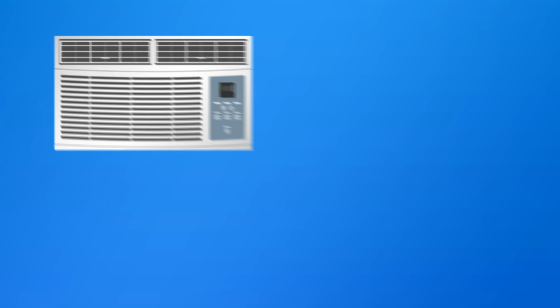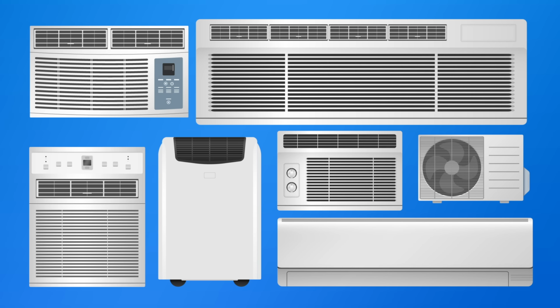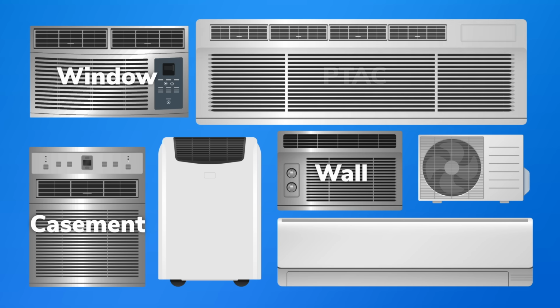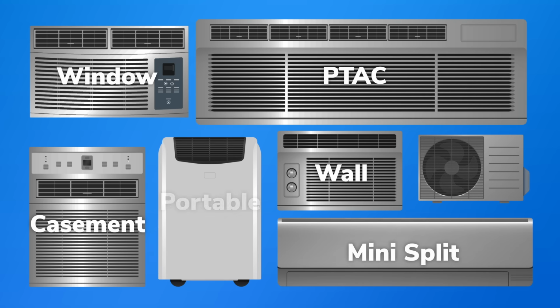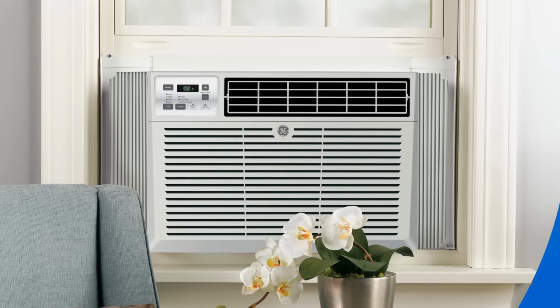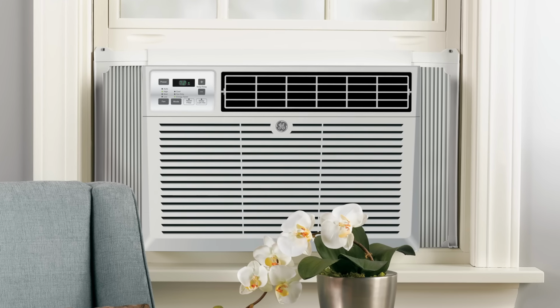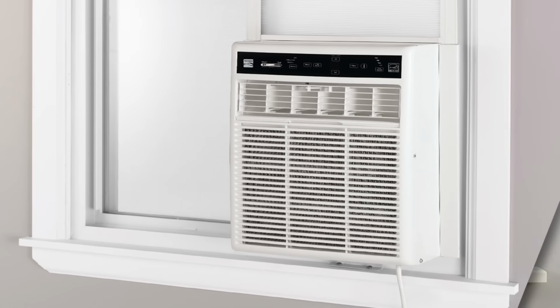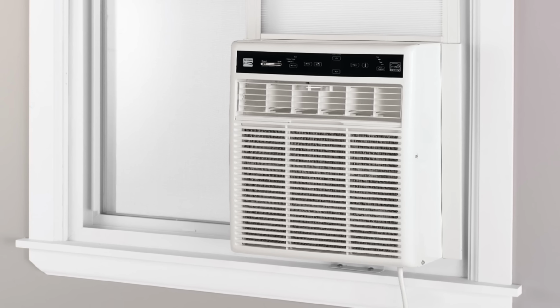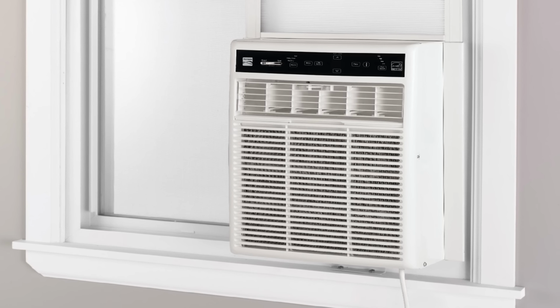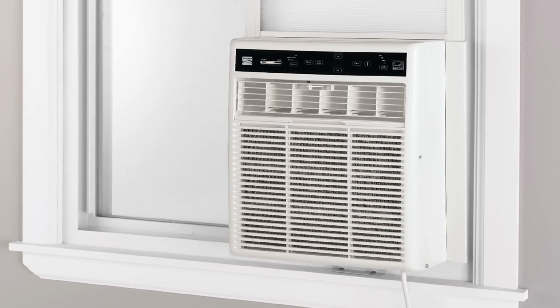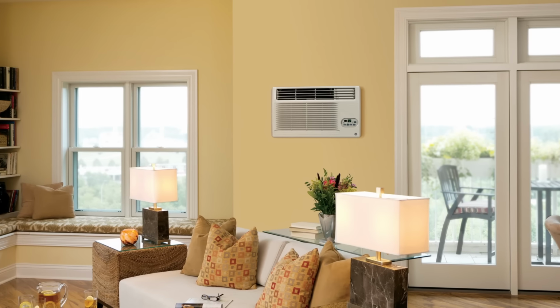With that in mind, you're now ready to choose from the different types of room air conditioners available on the market today: window, casement, wall, PTAC, mini-split, and portable. Window ACs are the most common. They're best for windows that slide up and down. Casement ACs are also window units, but are best for windows that slide left to right, and usually with a hand crank. Wall ACs are also common.